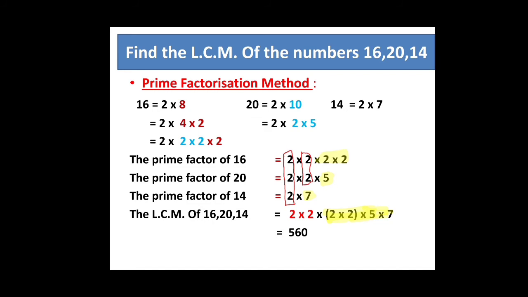And take the product of all the numbers. 2 into 2 gives 4. 4 times 2 is 8. 8 times 2 is 16. 16 times 5 is 80. 80 times 7 is 560. So this is the prime factorization method.